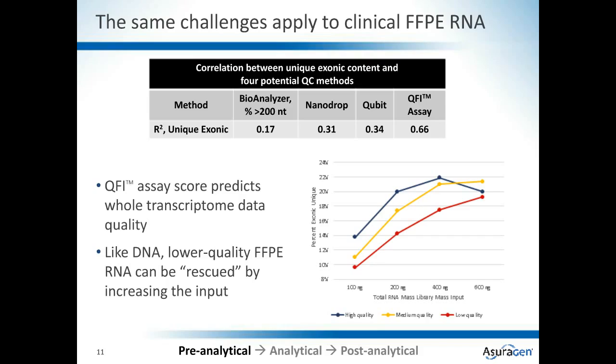In fact, there's a relationship between not only QFI and the quality, but also the value of increasing the input as a way to recover and rescue samples and generate more useful information, as shown in the plot here at the lower right. This also pertains to DNA. So we know that if we increase the input of DNA for low quality samples, we can rescue false negatives and also help cure false positives that can occur.